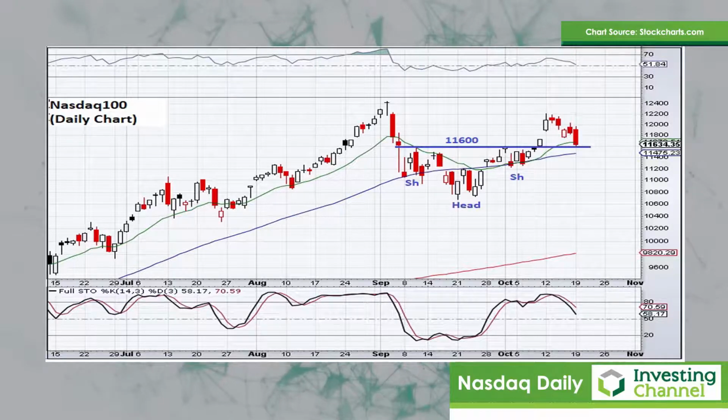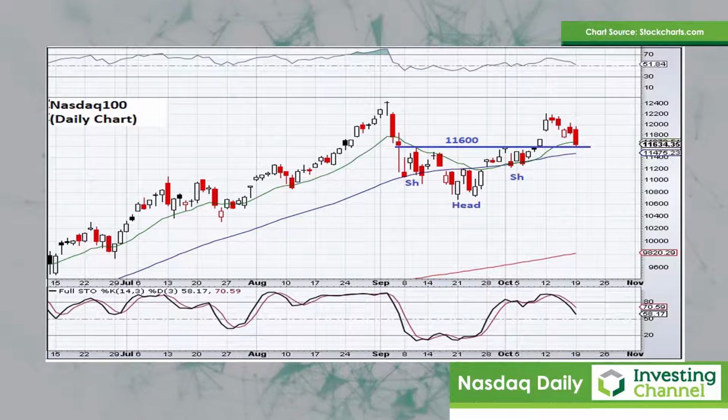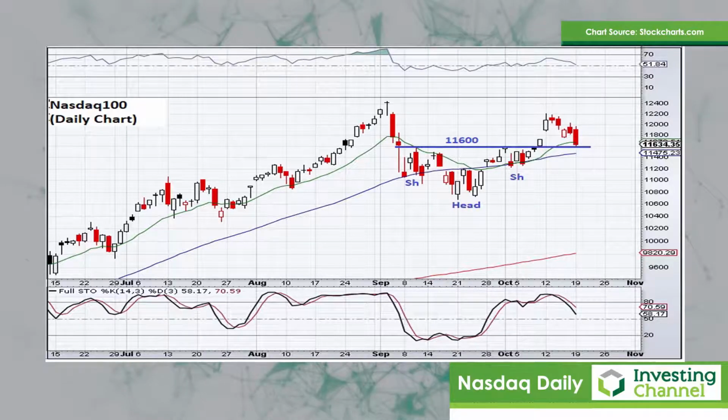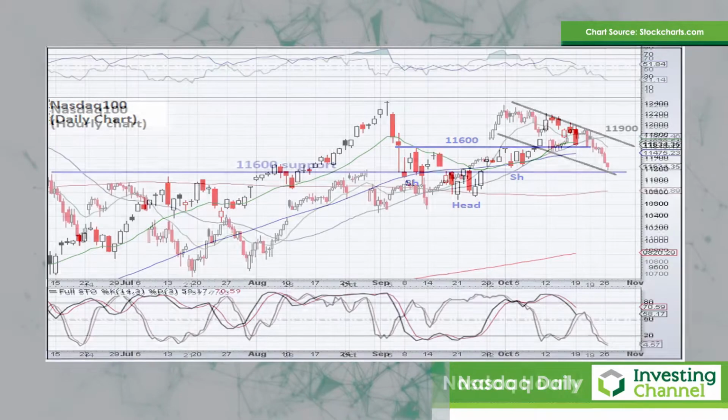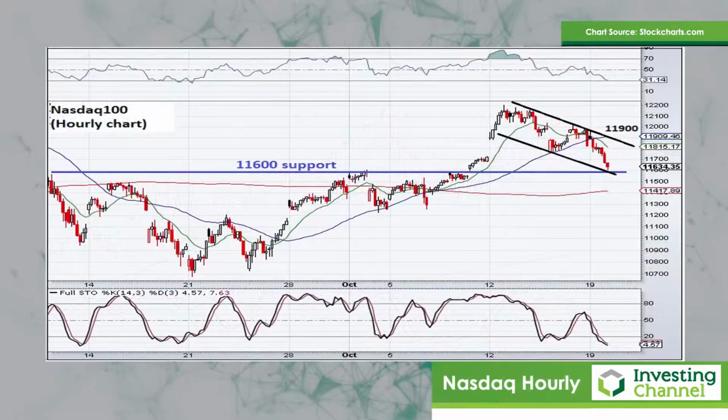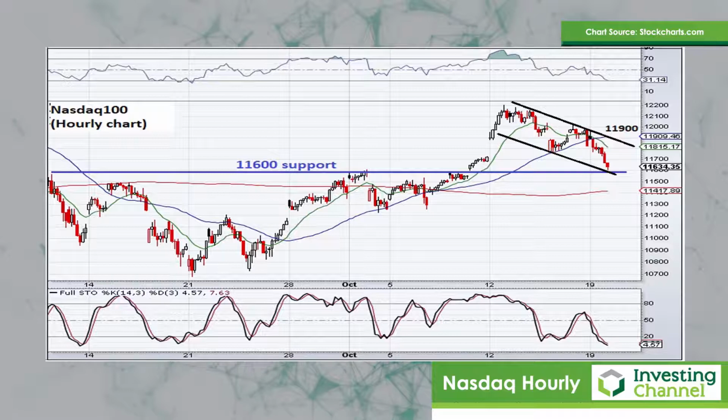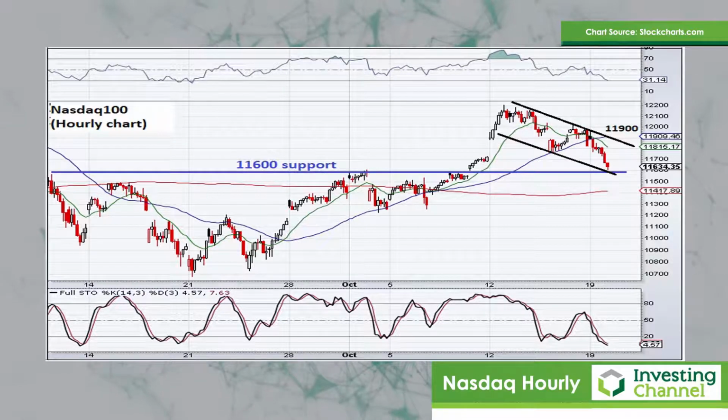But it's critical that that support level holds in the next couple of days in order to keep the bullish hopes alive for the Nasdaq. Let's then zoom in on the hourly chart of the Nasdaq 100. Here you can see again that 11,600 support level that I alluded to is more clear to see over here. Notice how it joined all the peaks through late September and early October, and then the market broke up above that 11,600, which was a bullish break.